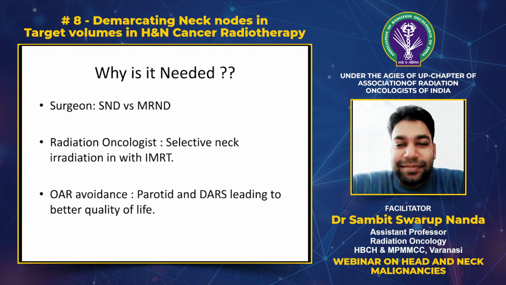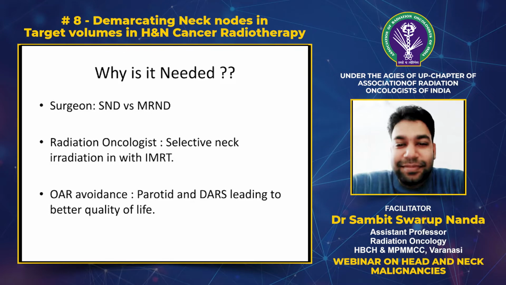So why do we need to take care of the neck nodes? The primary intention is that it is important both for the surgeons as well as for the radiation oncologist. The surgeons have to take a call on whether to go ahead with selective neck dissection or modified radical neck dissection, based on involvement of the primary site, its T stage, and the chances of involvement of the lymph nodes. For the radiation oncologist, it is the selective neck irradiation that is important.